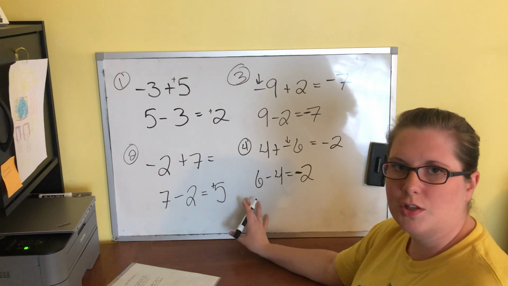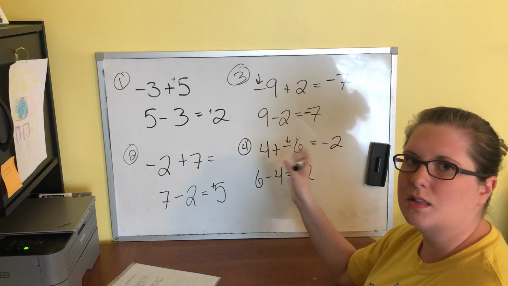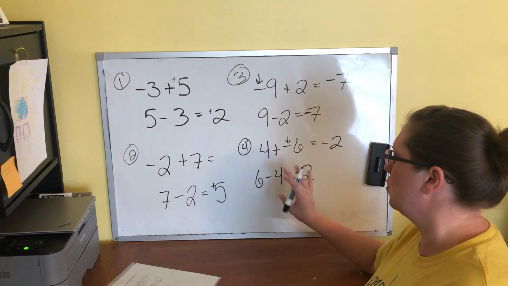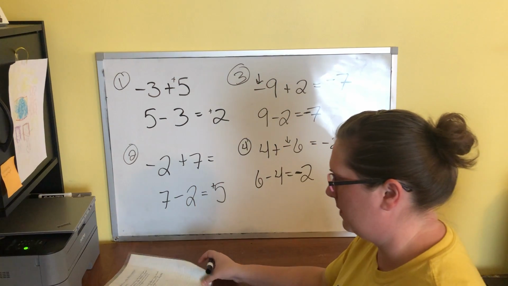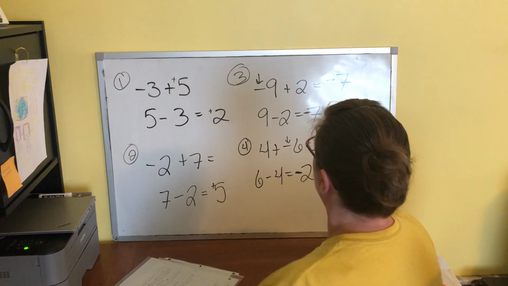You don't have to do it this way. If you can look at this and you know what the answer is and the sign, that's fine. If you do the number line method, that's fine, but if you're unsure, then you want to use this method, okay? So when you're not sure, you want to do this method.